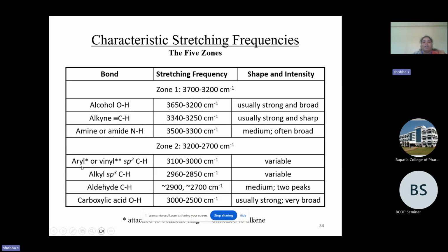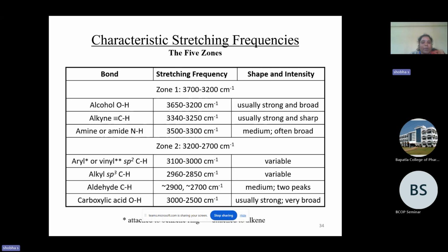And zone 2, what are the functional groups we are going to see? Here we are having aryl. Aryl means benzene, the aromatic compounds which obey the Huckel rule, as well as the vinyl sp2 CH. And also in this one, we are going to see alkyl sp3 hybridized carbon as well as the aldehyde. So aldehyde, amide, carboxylic acid, ester, and ketone, those are having two signals. That means they appear in two regions. One is in the fourth region, and another one in the second and first.